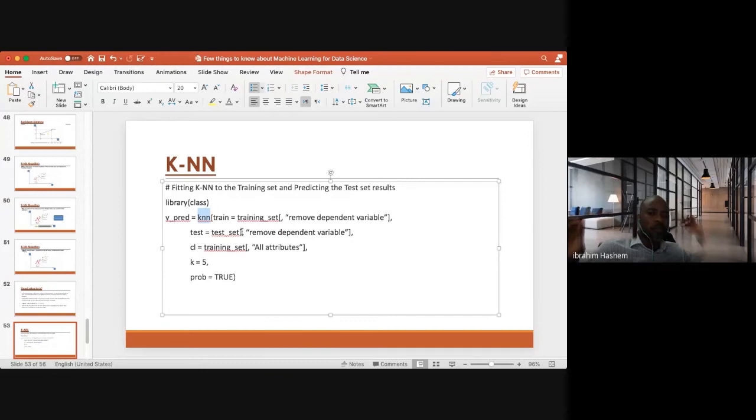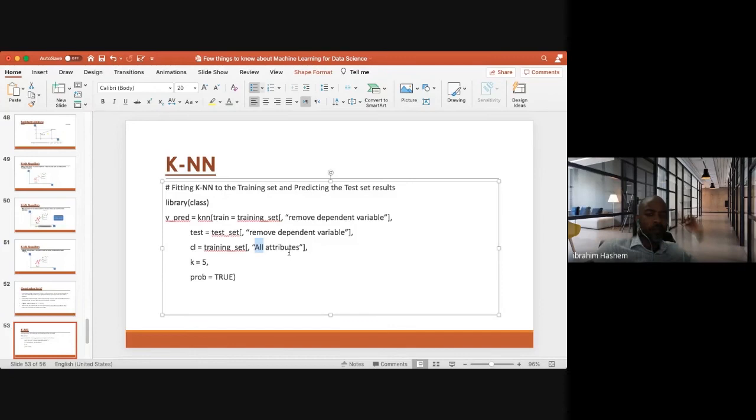But we have to decide on the number of K. The number of K is already given. So the train is the training set, and in the training set, we remove the dependent variable. For the test set, also, we remove the dependent variable because we want to calculate the distance between them. And for the class here, we take the training set and we input all the attributes, the dependent and independent variables.